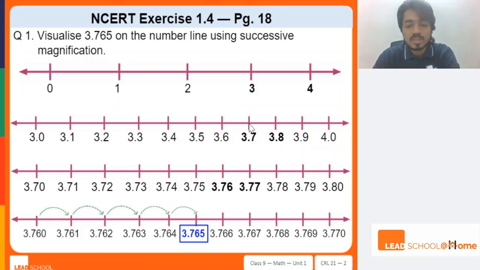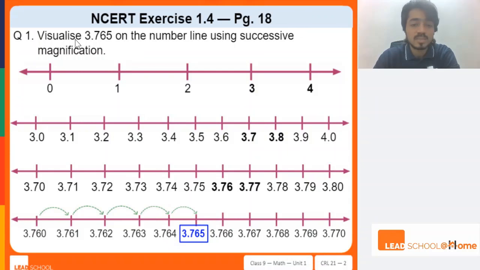Now we will divide this portion between 3.7 and 3.8 into 10 equal parts to locate the next decimal place, that is 6. You can see on this number line we have divided the part between 3.7 and 3.8 into 10 equal parts. Now how many jumps will we take? 6, right? So 3.71, 3.72, 3.73, 3.74, 3.75 and 3.76. Now we will take this portion between 3.76 and 3.77 and divide it into 10 equal parts to locate the third decimal place, which is 5. So we jump 5 times to locate the given number, that is 3.765. So this is the location of this number on the number line.